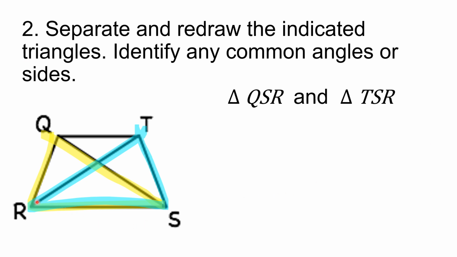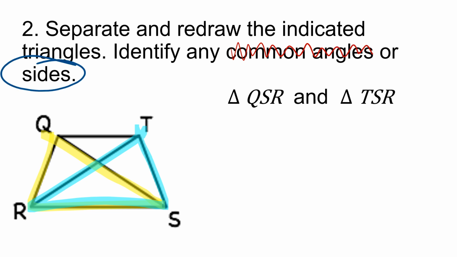They don't have an angle in common, right? Because for QSR, that angle R right there is almost a 90-degree angle. And for TSR, same thing over here. This angle S is almost a 90-degree angle. The angle S for QSR is very small. It's an acute angle. So this time they do not share a common angle, so we'll mark that out. No common angles.